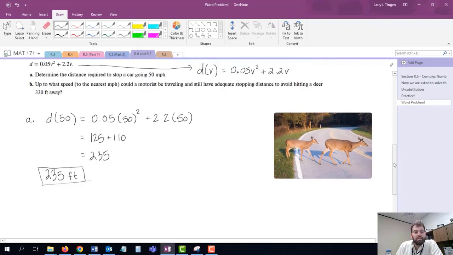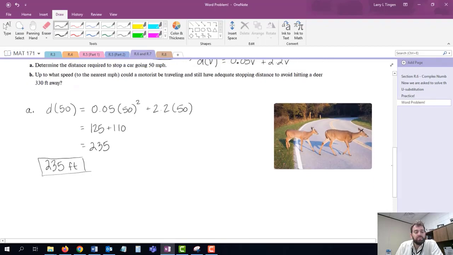So part B, up to what speed to the nearest miles per hour could a motorist be traveling and still have adequate time to avoid hitting a deer 330 feet away? So in part A, they gave us the velocity, asked us to find the distance. Now, what are they doing? They're doing the opposite. They're telling us if I set my equation d of v equal to 330, they want us to find v.